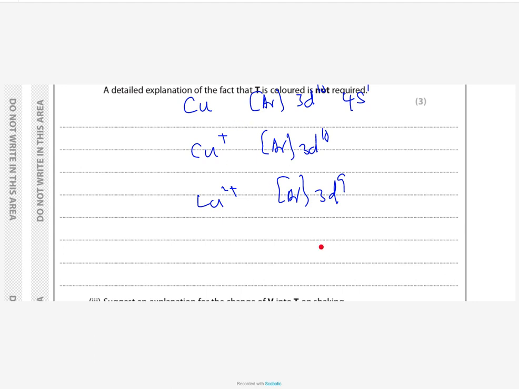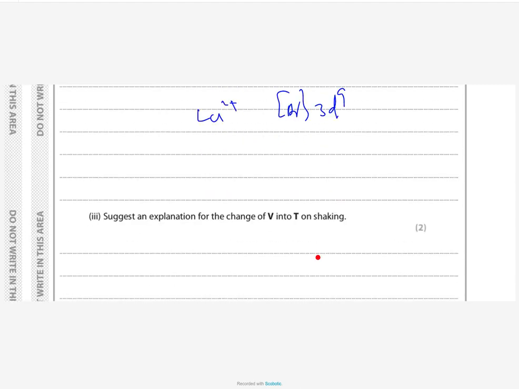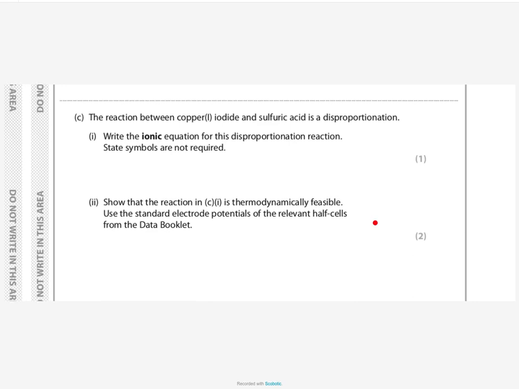Right. Next question. Suggest an explanation for the change of V into T on shaking. Already I explained that this is the oxidation by oxygen in air. So you can say copper +1 is oxidized to copper 2 plus by oxygen in air. Shaking is just reacting with oxygen.